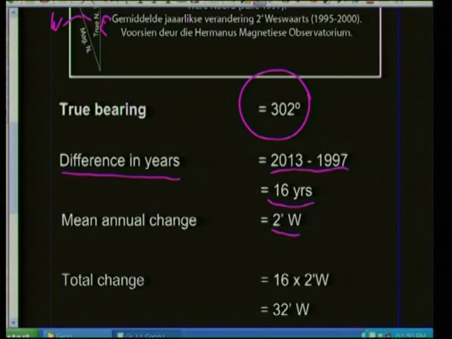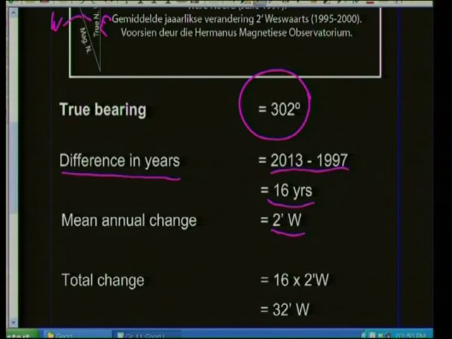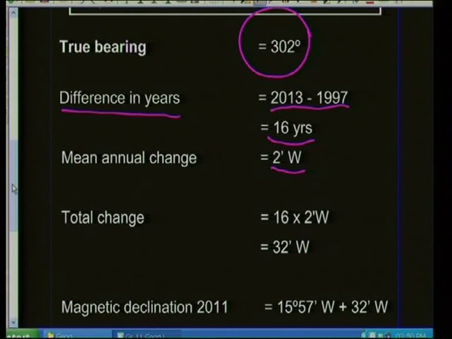We already know the mean annual change is 2 minutes. So the total change of the magnetic declination from 1997 to now, how do you work it out? It's 2 minutes every year, westwards. 16 years have passed. So very simply, it's 16 times 2, which gives us a change of 32 minutes. Now I've got my total change. Now I can find out the magnetic declination for 2013.